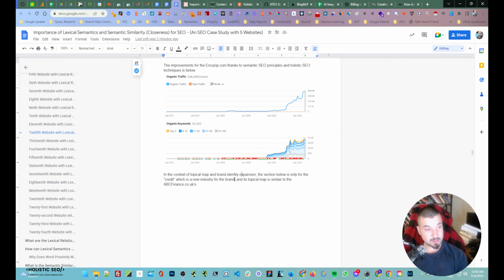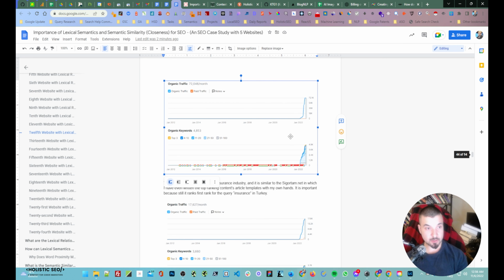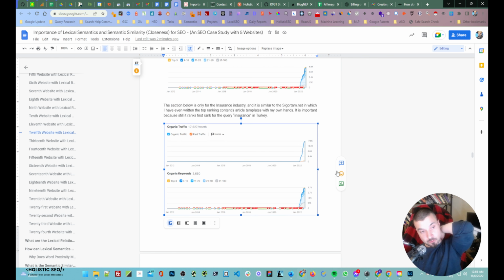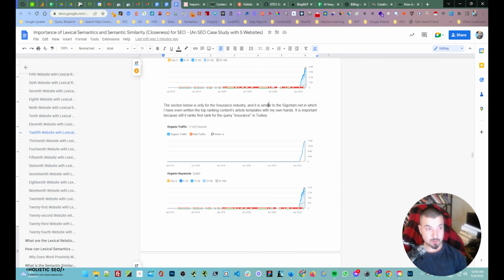How to expand a topical map and how to create new subfolders for an existing website will be a really good topic for that. This section that you see is the credit subfolder, which is really new, like 4 or 5 months old. And this is for insurance. Overall, they will be much better, but there are some dangers for this website. I hope I can handle it.